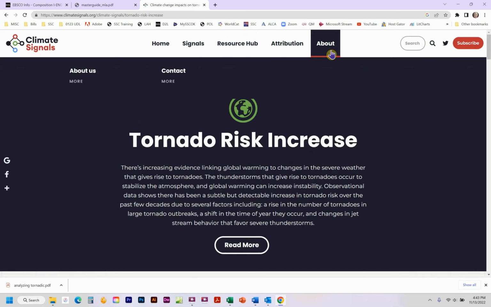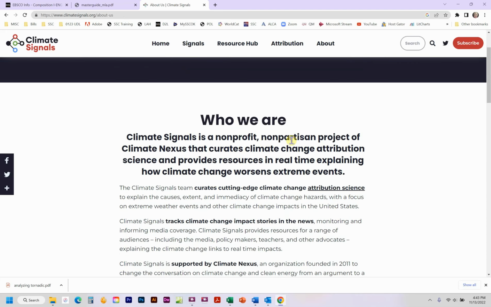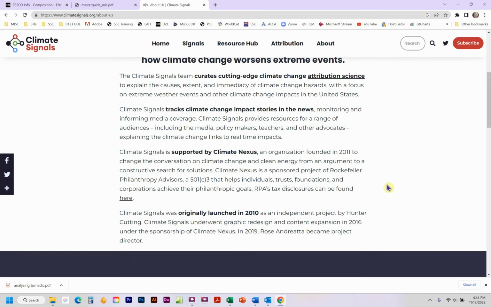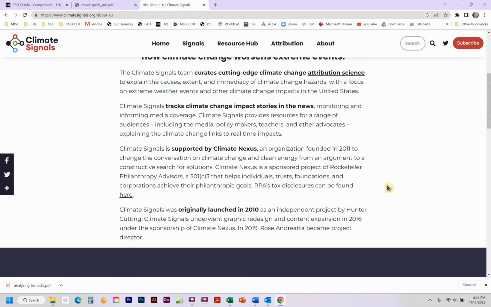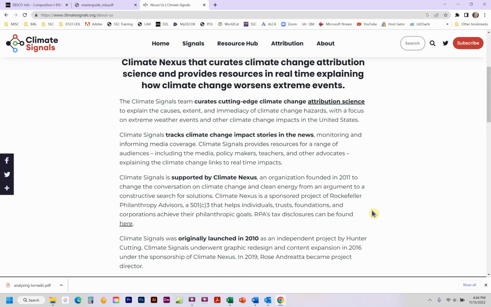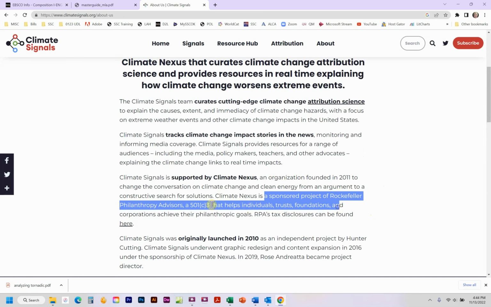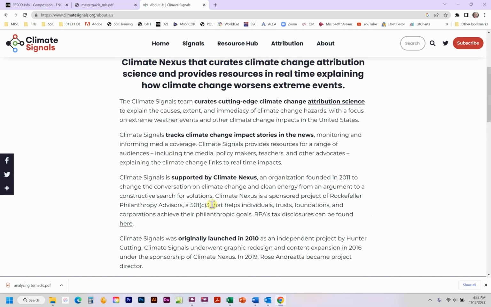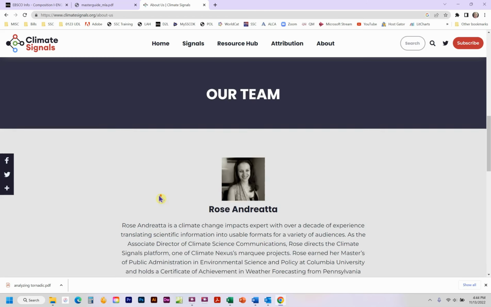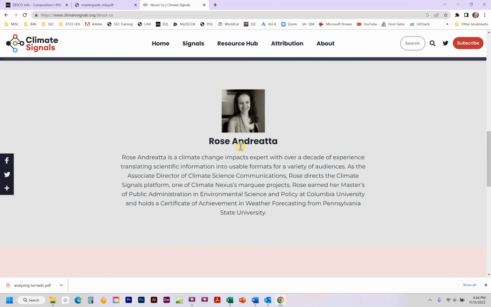Next, Climate Signals. Again, we're going to look at the about page. It's a nonprofit, nonpartisan project of Climate Nexus that curates climate change attribution science and provides resources in real time, right? Now, that just might be a bunch of gobbledygook to hide that they're really not what they say they are. But we do see their sponsor is Rockefeller Philanthropy Advisors. They're a 501(c)(3) organization, which is a nonprofit. So they do have that government designation.